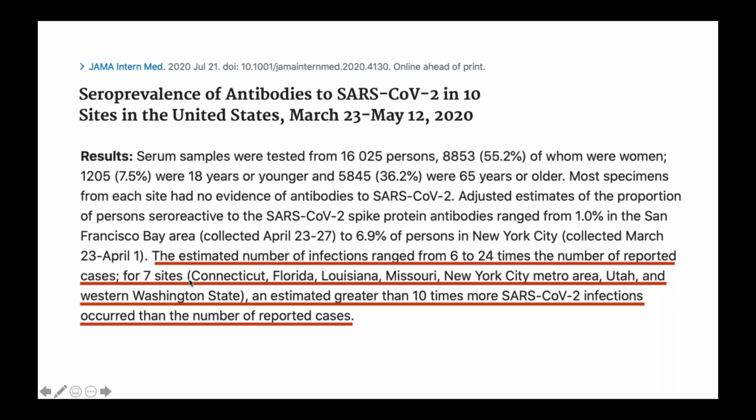And then for 7 of those sites, an estimated greater than 10 times more SARS-CoV-2 infections occurred than the number of reported cases. So this is really illustrating one of the key important benefits of doing antibody testing, to look at it in a more epidemiological setting, where we're getting an idea of the overall seroprevalence in the population. And this is fairly consistent with other studies that have shown that overall the estimates of actual infection tend to be at least 10 times higher than the known cases.